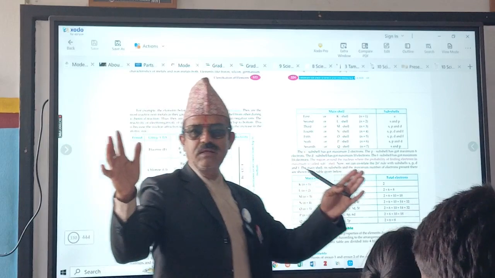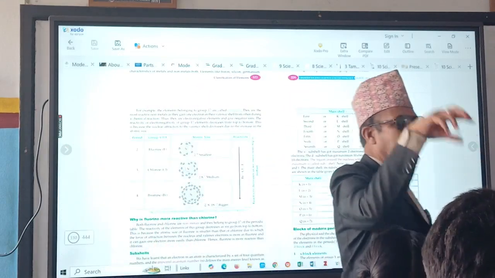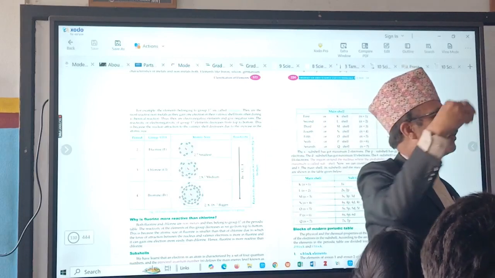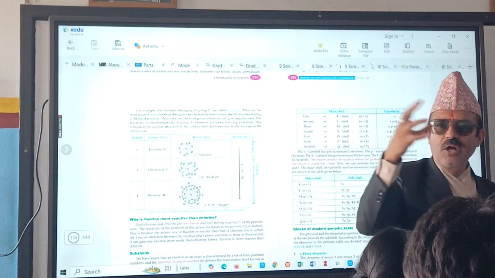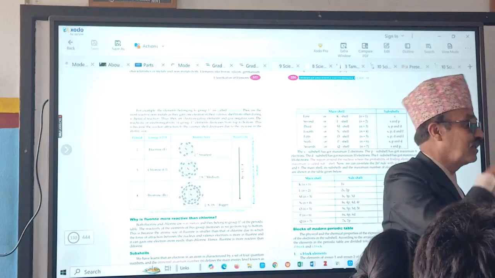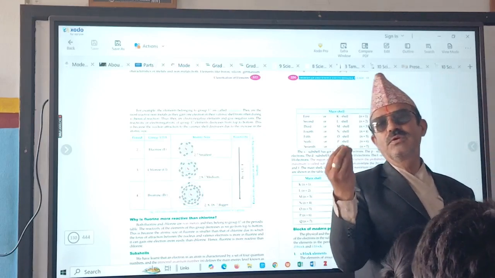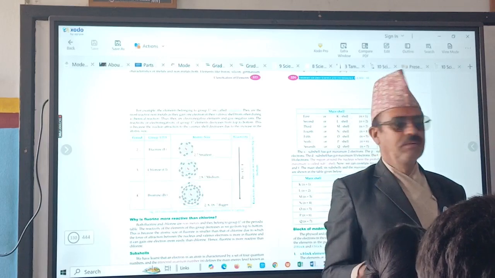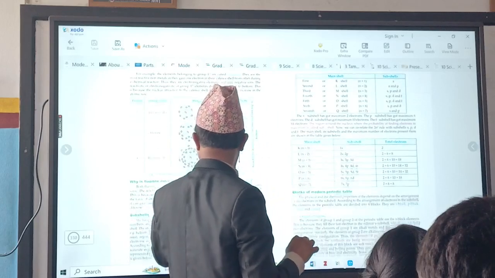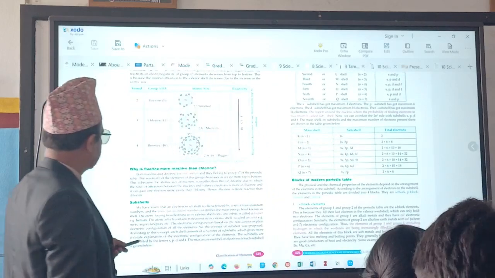So make the concept clear. Metals: bigger atom can lose faster. Bigger atom is more reactive. Non-metals: smaller atom can gain electrons faster, and smaller atom is more reactive. That's it. Very simple, right? Remember.